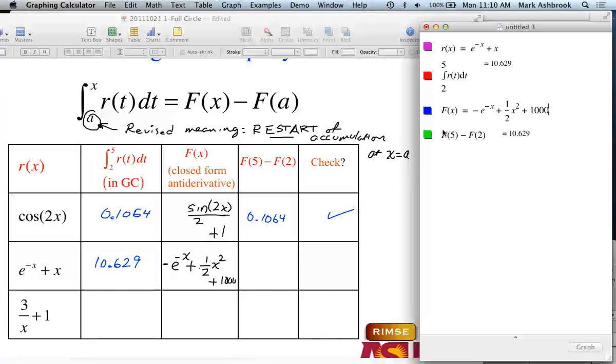So that accumulation function can have a restart or a reset anywhere. It can be moved up or down, and that doesn't change how much accumulation you get from one point to another, because it's a difference. It's a net change. So if you started with a huge accumulation already, 1,000, the net change from 2 to 5 will still be the same as if you started at an accumulation of 0.